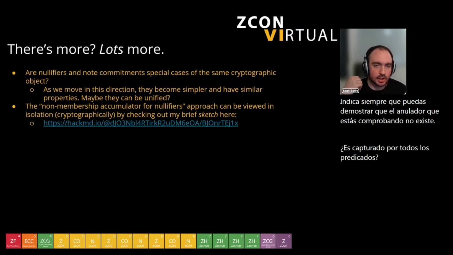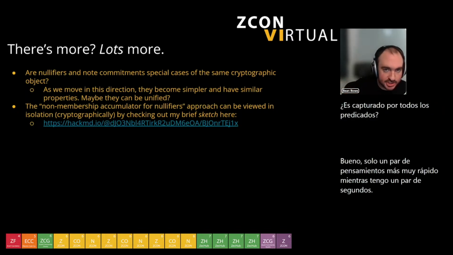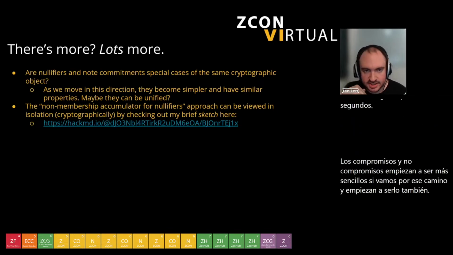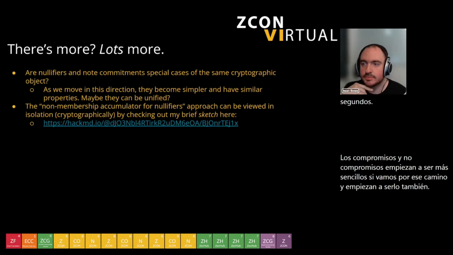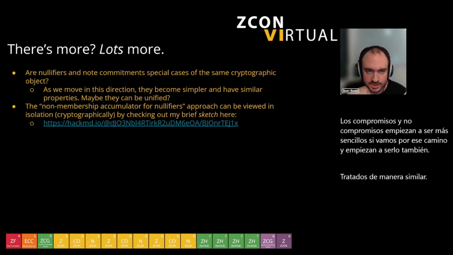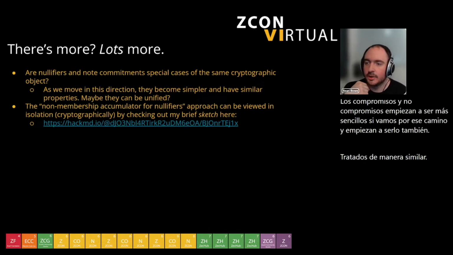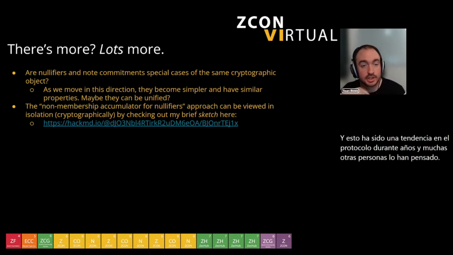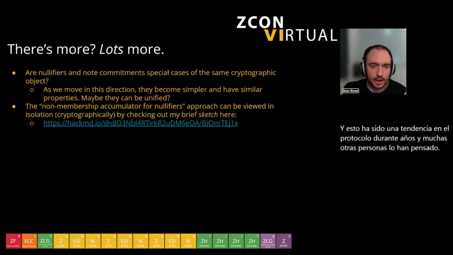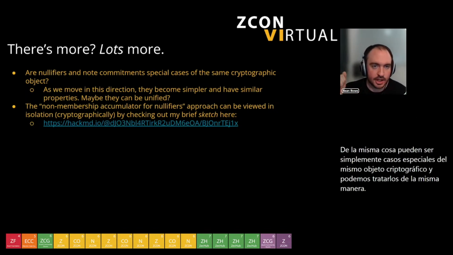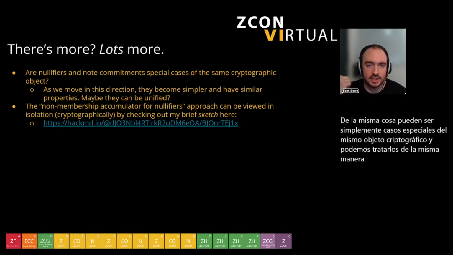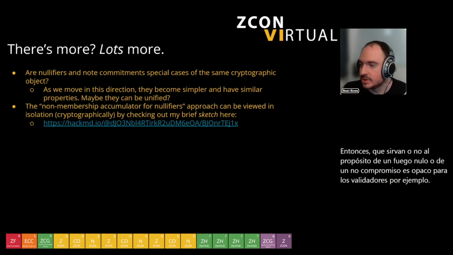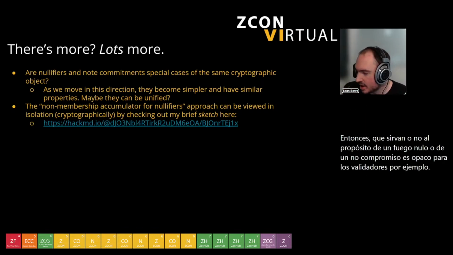Nullifiers and note commitments are starting to become simpler if we go down this route, and they're starting to also be treated similarly. And this has been a trend in the protocol for years now, and many other people have thought of the same thing. They may just be special cases of the same cryptographic object. We can treat them the same way, so that whether or not they serve the purpose of a nullifier or a note commitment is opaque to the validators, for example. So maybe we can unify the two concepts. I don't know. I think that's kind of interesting.